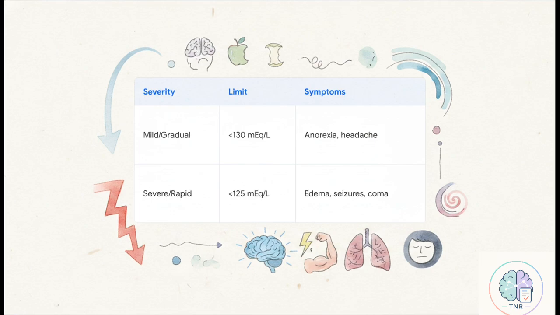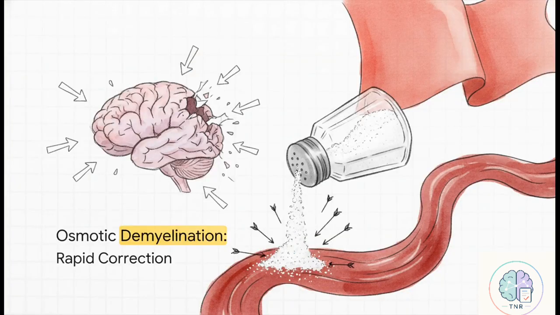or muscle weakness. But when it becomes severe, like dropping below 125, or if it drops super rapidly, the brain just cannot compensate fast enough. You start seeing neuromuscular excitability, dangerous cerebral edema, seizures, and ultimately coma or death. So the biggest takeaway here is this massive red flag. Fixing the sodium too rapidly will cause catastrophic osmotic demyelination, literally destroying brain tissue permanently.